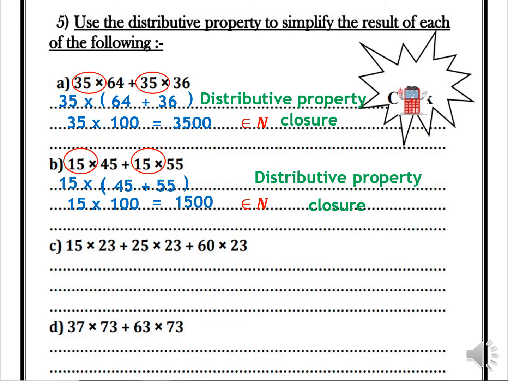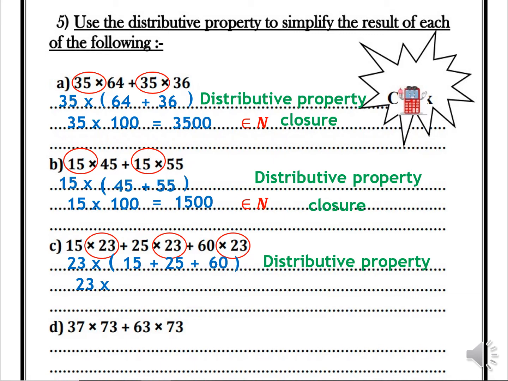In letter C, 15 times 23 plus 25 times 23 plus 60 times 23. Here, I will circle the repeated number. The repeated number is 23 times, 23 times, 23 times. I will write it only once. Then I will open a bracket and write what's left. Here, 15 plus 25 plus 60, and close the bracket. This is the distributive property. Then 23 multiplied, using your calculator, by 15 plus 25 plus 60 equals 100. So 23 times 100 equals 2,300. Belongs to N closure.